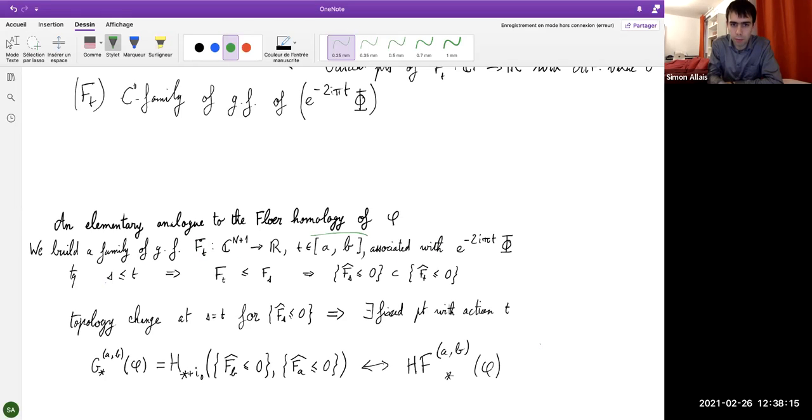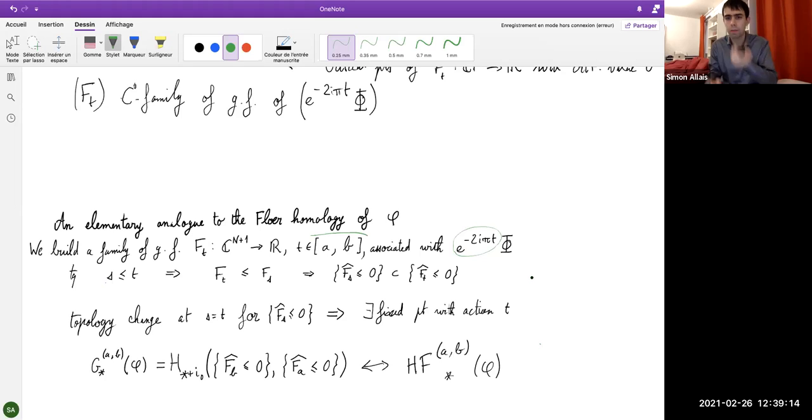So we have this family ft of generating functions associated to exponential minus 2ipt capital phi with explicit formulas. We can compute explicitly the generating function of the rotation exponential minus 2ipt. We see on the formulas that f is decreasing with t. And so the sublevel sets, the 0 sublevel sets, are increasing with t. And this is the case also for the 0 sublevel set of ft hat, as written there.